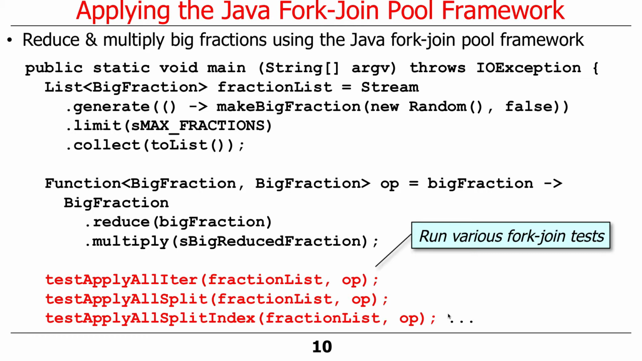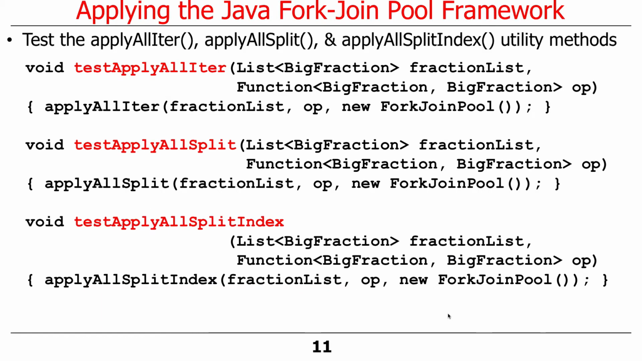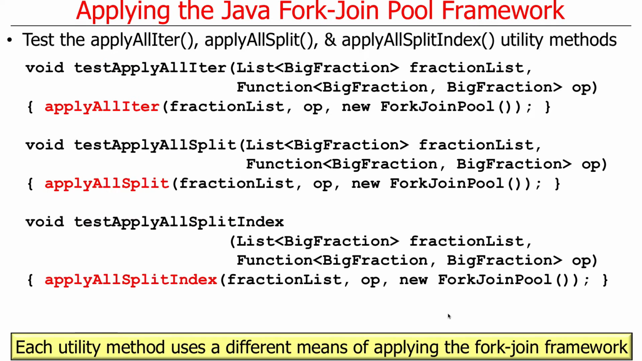And then we go ahead and call some of the fork join tests. And I'm going to show you 3 of them. OK, here are the methods we're calling. Each of these are test methods. Test apply all iter. Test apply all split. Test apply all split index. Each of these call these helper methods that are using the fork join framework in different ways.